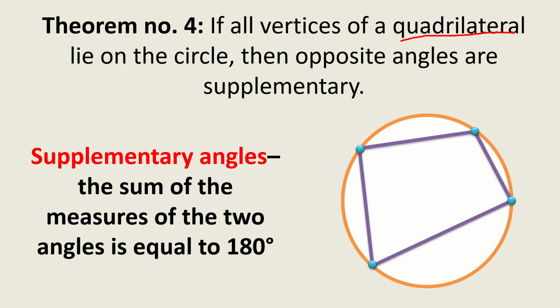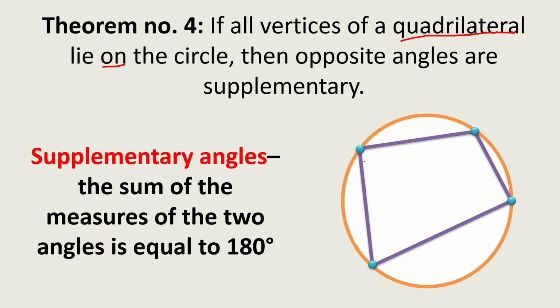The theorem says, if all vertices of the quadrilateral are on the circle, take note of the preposition on. What does it mean when we say on? The point is exactly on the circumference of the circle, right on the line of the circle. What are vertices? Vertices are where the sides of our quadrilateral meet. So in this figure, the blue ones are the vertices of the quadrilateral, and those vertices lie on the circle.